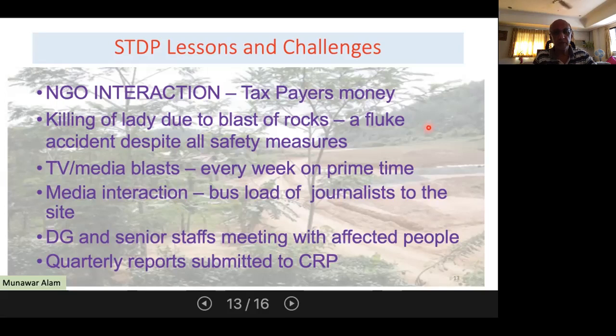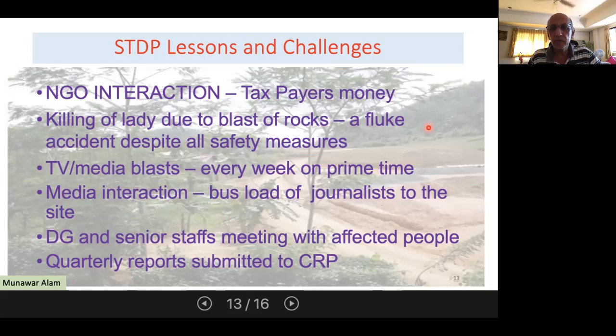And one of the small pebbles from the blast flew and killed a lady sitting almost 125, 130 kilometers away. This was a young lady, 30 years old, and she had just given birth to a 3 or 4 month old child. So it was very sad that this incident happened. But the next day on the TV, there was a blast about ADB the killer.